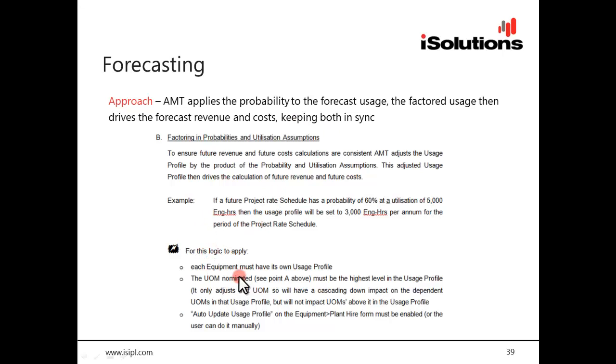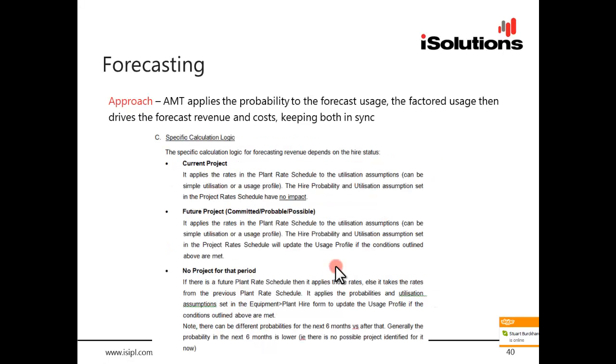There's just a couple of points for this logic to apply that I probably won't go through now, but that's the main sort of methodology that is applied. Now, this only applies to future projects. So if there's a current project, if the machine's in progress right now, so it's got a start date in the past for the project schedule, but it's got an end date in the future, meaning it's a current project that the machine's in, then even if someone's put 50% or 60%, AMT assumes it's 100%.